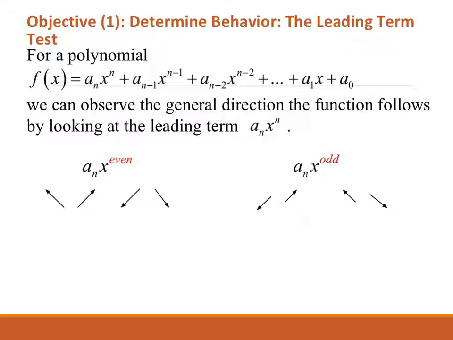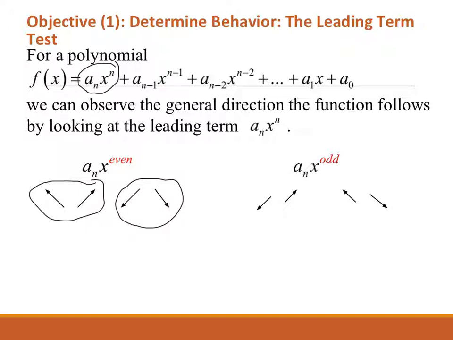Our first objective is to determine end behavior, the leading term test, for a polynomial of degree n, where we have the first term a(n) x to the n, with all the terms in reducing degree all the way to a to the 0. We can observe the general direction of the function by looking at the leading term. If n is even and a(n) is positive, it will be going up on both ends. If a(n) is negative, it'll go down on both ends.